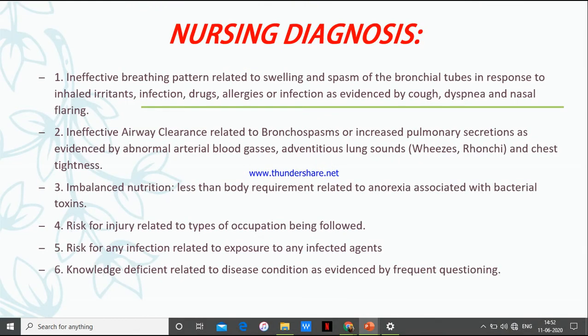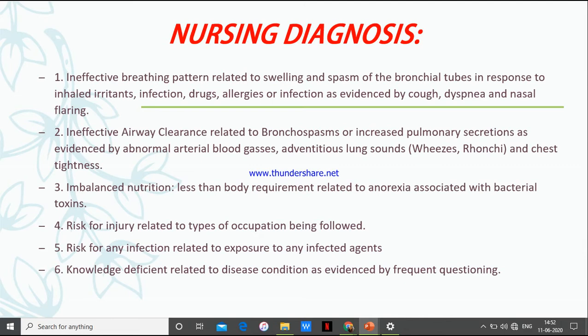So, as a nurse, we have to maintain a nursing diagnosis, a nursing care plan. So, these are the following diagnoses. Number one is ineffective breathing pattern related to swelling and spasm of the bronchial tubes in response to inhaled irritants, infection, drugs, allergies, or infection as evidenced by cough, dyspnea, and nasal flaring.